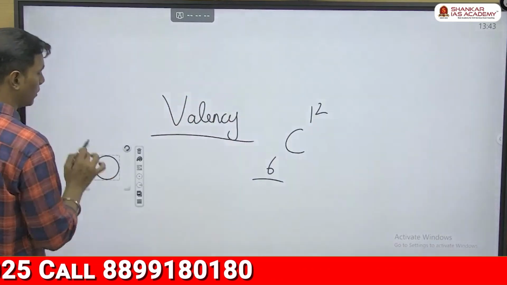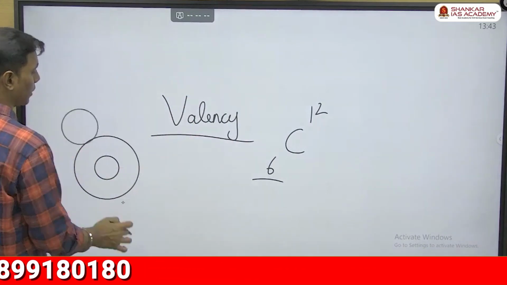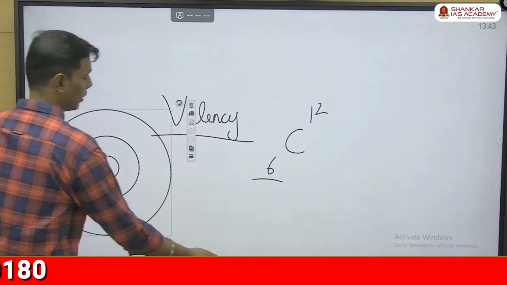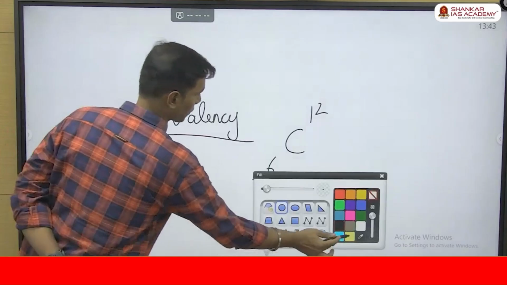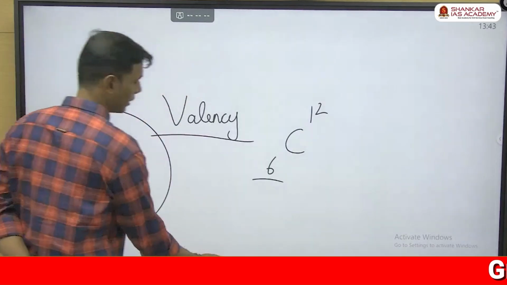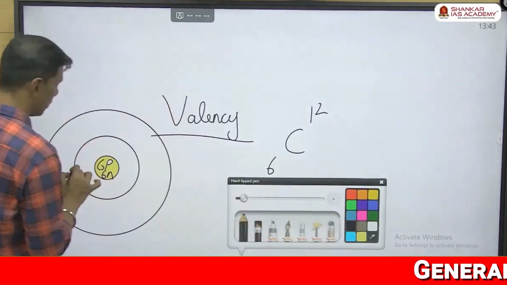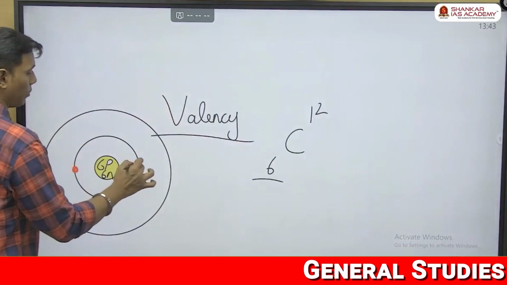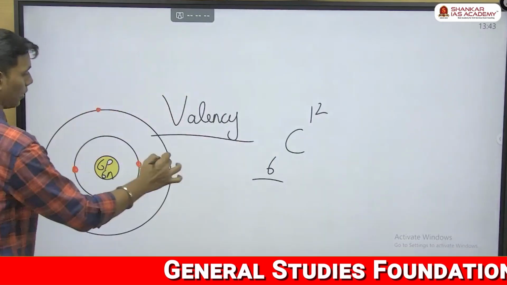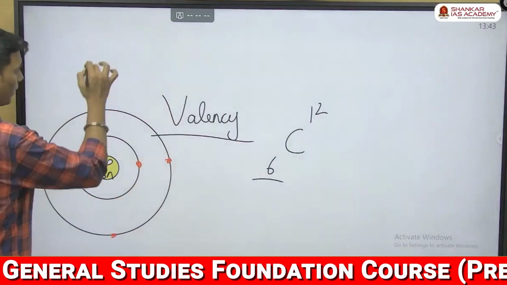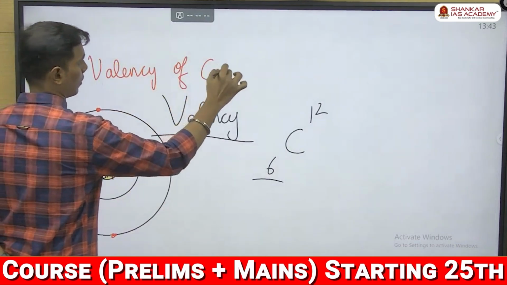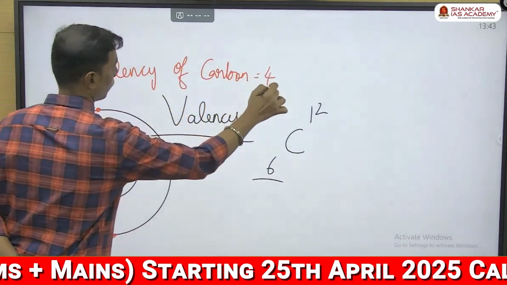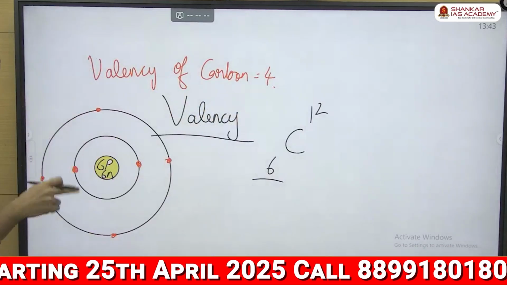Very good. Now this is the nucleus. This is the K shell. And this is the L shell. Let's say 6 protons and 6 neutrons are here. The yellow highlighted portion denotes the nucleus, and the red color is the electrons. First shell, 2 electrons. Second shell, 4 electrons. We can say the valency of carbon equals 4 because 4 electrons are available for a reaction here.